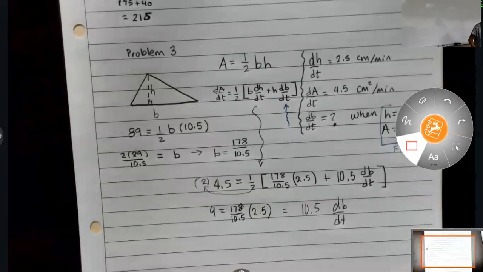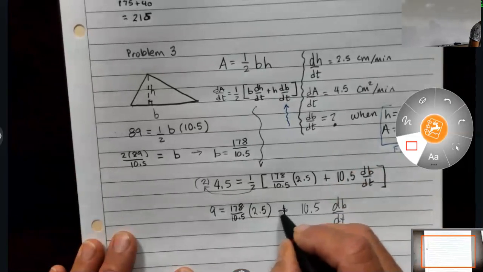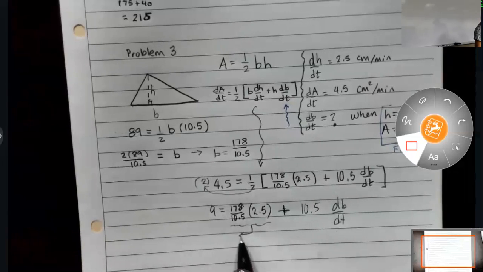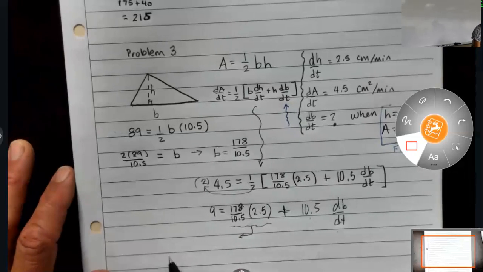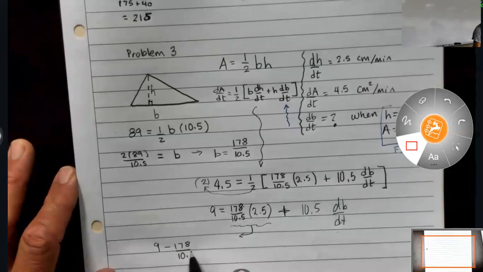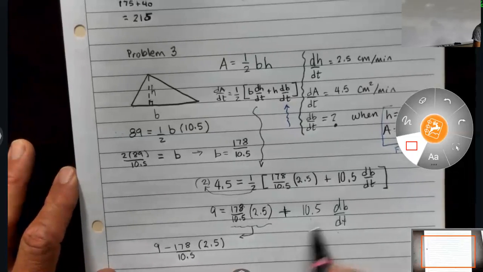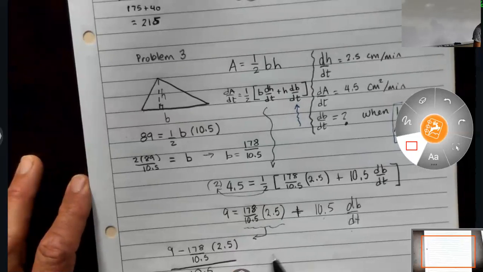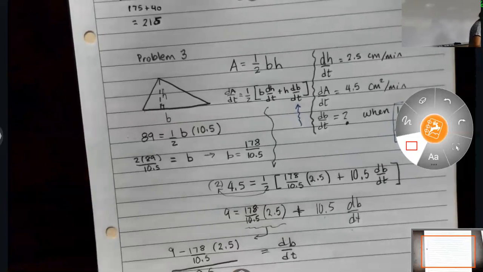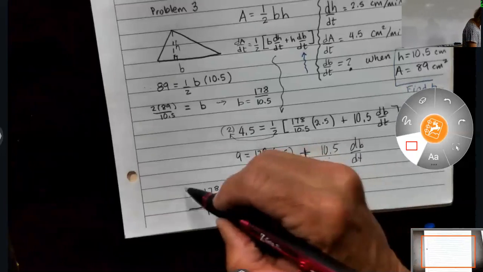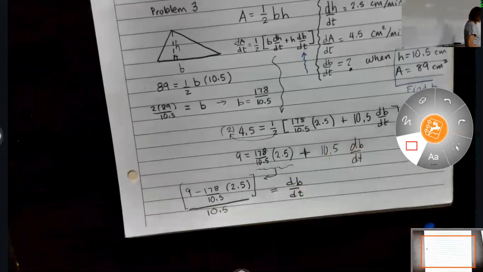Oops, I got too many equal signs. What is this supposed to be? That's a plus. So to get the dB/dt, we have to subtract that number and then divide by that number. So I can write our final answer as 9 minus 178 over 10.5 times 2.5, divided by 10.5. So whatever that number is, 9 minus 178 divided by 10.5 times 2.5, divided by 10.5.